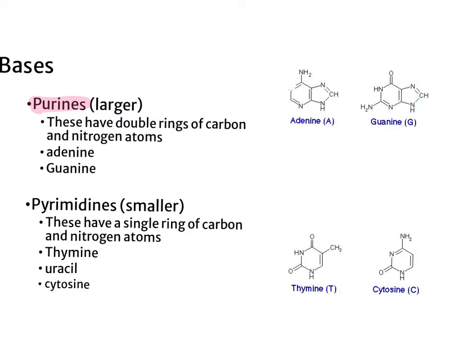And then we have our smaller ones, which are thymine, uracil, and cytosine, and they are pyrimidines. So they have a single ring of carbon and nitrogen atoms, and they are smaller. That's why they complement each other quite well in the base pairing. We have one large and one small pairing together.